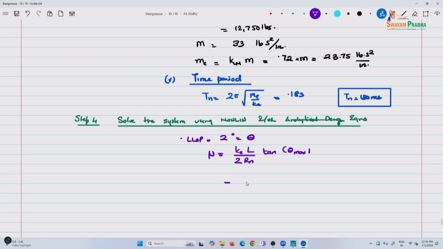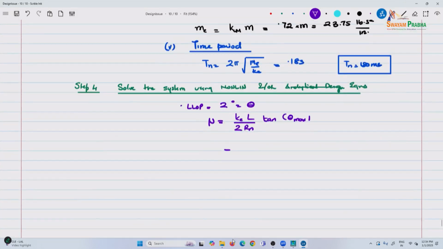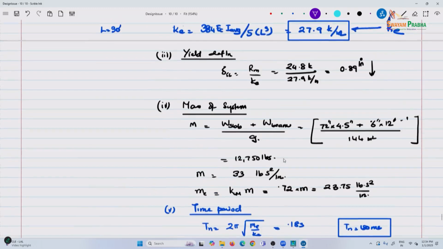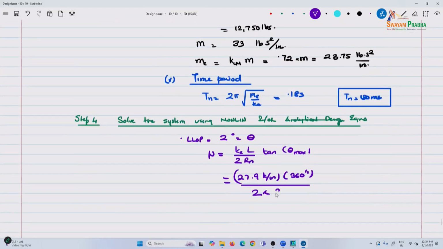Ke is 27.9. L is 360 inches by 2 times Rn is 24.8 kips, tangent of 2 degrees. We can even, let's try the other extreme also. So this is for HLOP, I think theta equal to, we can check that 8 degrees or 10 degrees I think. Let's try a couple of combinations, it might be interesting to see that.